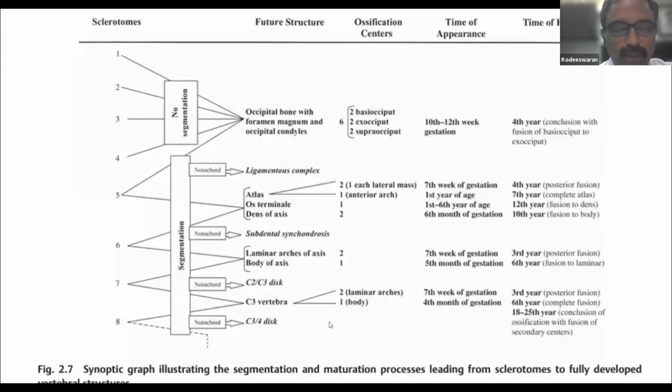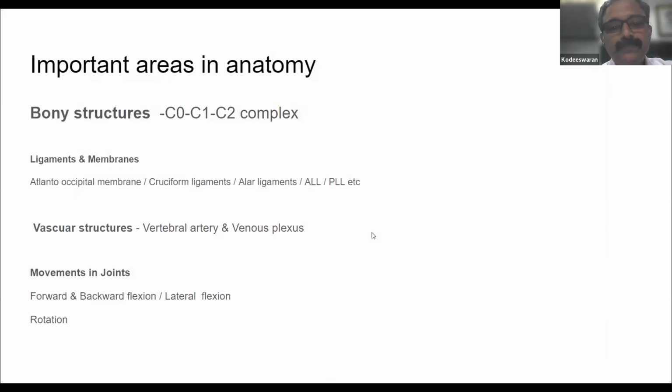These are all the routine embryological developments. This development starts from the 7th week of gestation, and the fusion completes at the 18th to 25th year. So the various parts of the CV junction develop from multiple sclerotomes, with multiple ossification points, from various parts of the gestation, and the fusion completes almost after 2 decades.